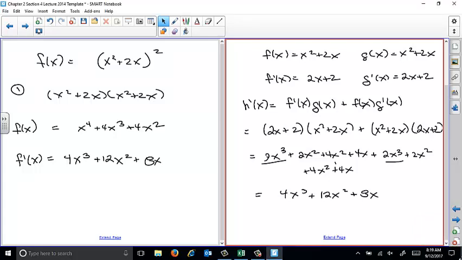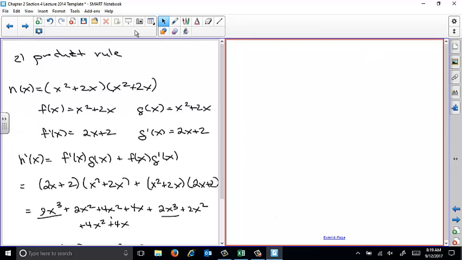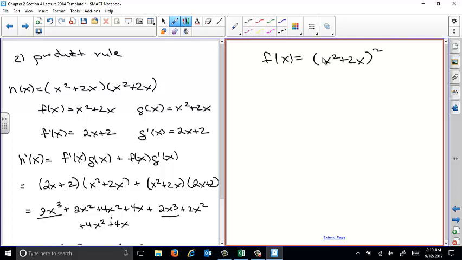But finally, the chain rule. So in the chain rule, you'd start with, so what were the steps? We said f of x equals x squared plus 2x, all squared. So first thing we do is we identify u of x. u of x equals x squared plus 2x. That's the term in the parentheses.